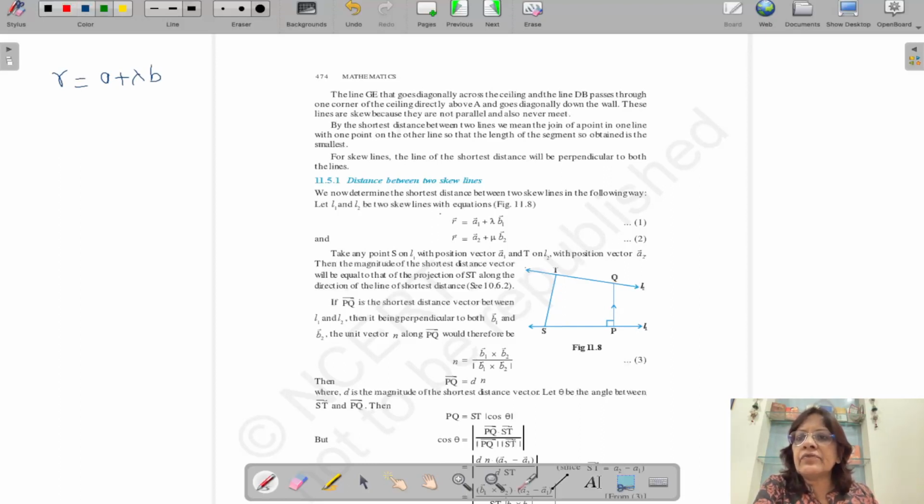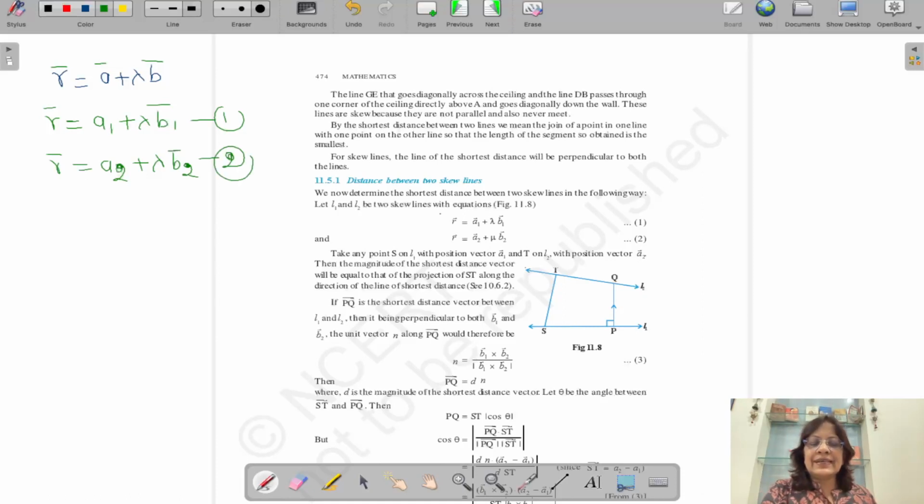Now if the two lines are given in Cartesian form, we'll convert them into vector form. So one line will be r is equal to a1 plus lambda b1, that is the first line. The second, r is equal to a2 plus lambda b2. What was important in the line, as we discussed in the previous video, is that the line should be in standard form. The coefficients of x, y, z should be positive and 1.